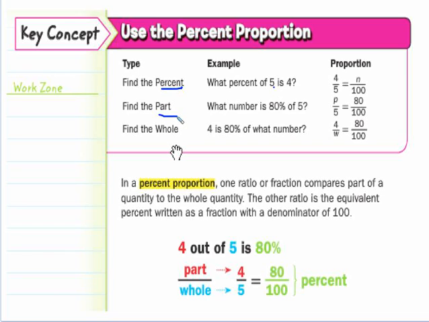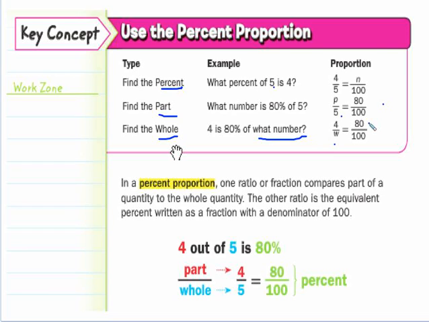Finding the part might read like, what number is 80% of 5? 80% of 5, that means I'm looking for a part of 5. I don't know the part, so then the proportion I would set up is right here. Find the whole might read like 4 is 80% of what number? 80% of what number? That tells me that I don't know the whole, but I do know the part and I do know the percent.